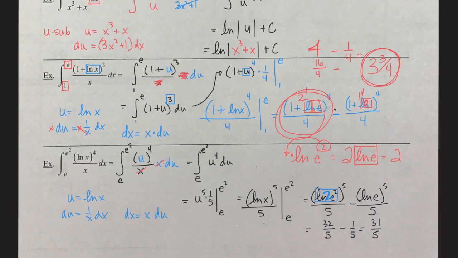And here is the last one. So once again, we let u be the natural log so that it simplifies to just u to the 4th du. So now we have a power rule, so u to the 5th times 1 over 5. And then we replace u with our natural log, and we do all of our wonderful natural logness and get 31 divided by 5 as your final answer.